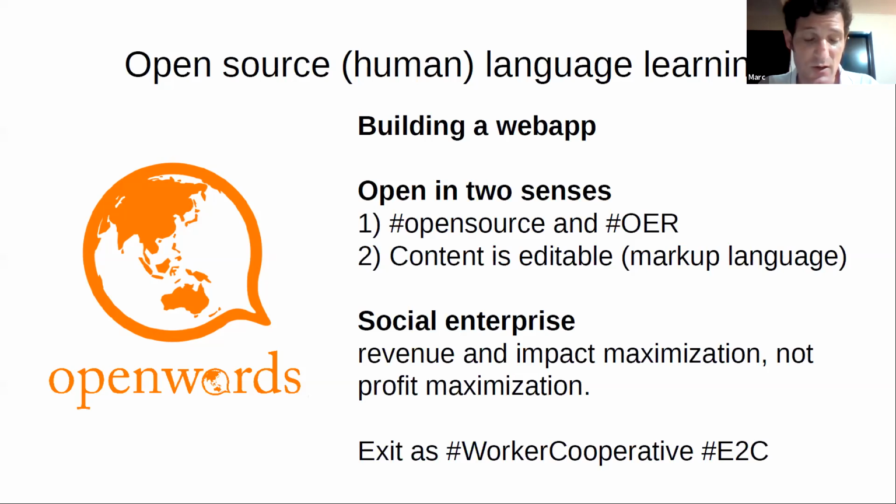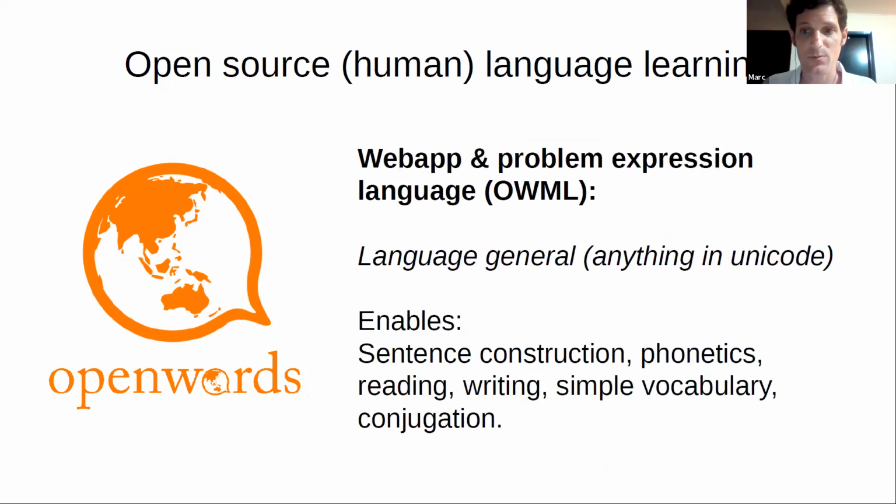In the last year, this has been clarified a little bit. Our plan as a startup is to eventually exit as a worker cooperative. This is called an E2C. I will discuss that in a little more detail. But let's talk about that. I know this is Open Source Hong Kong, so I imagine that you're more interested in the technology side. So I'll talk a little bit about that.